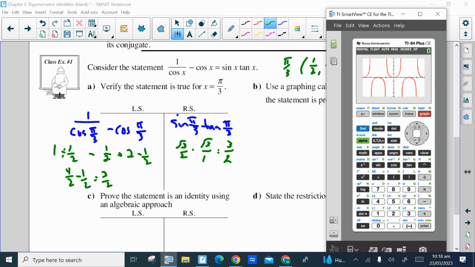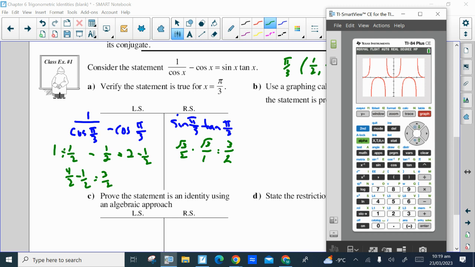It happened really quickly, but the two graphs are the same. I graphed the first one in blue, the second one in a different color directly over top. So again, this just shows that the statement is probably an identity. And again, an identity is true for all permissive values of the variable. Our non-permissive values here, you can see that you've got asymptotes, and it is going to ask us to state the restrictions in Part D, so we'll get to that.